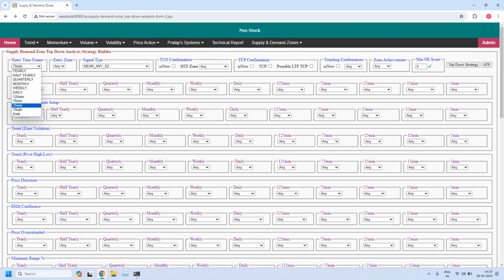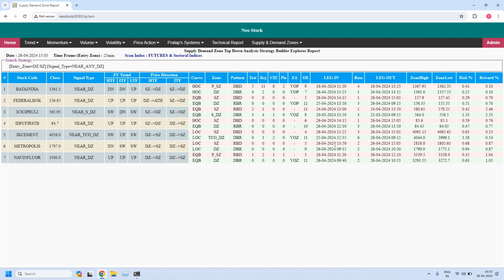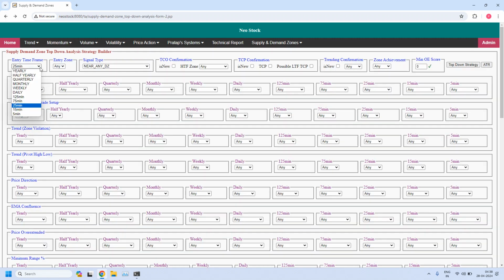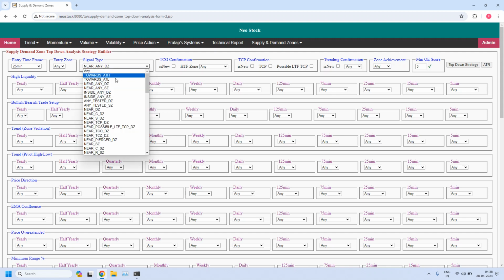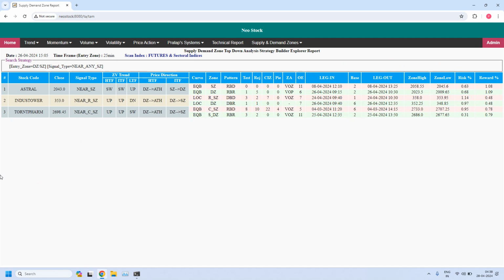Changing the time frame to 25 minutes. Let us find the stocks near 25 minutes demand zone. So 7 stocks are filtered. So let me go back. For 25 minutes time frame, let us find the stocks near 25 minutes supply zone. So these 3 stocks are filtered.